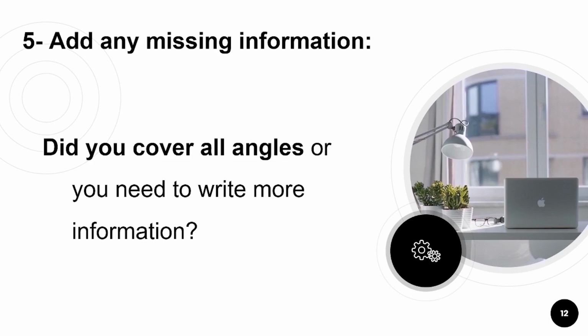The final step in content editing is adding any missing information. You have to ask yourself, did you cover all angles of the topic or do you need to write more information? Go through the points and see if all points cover the topic or not. Now is your chance to add more information to your manuscript, but remember, without any repetitions.